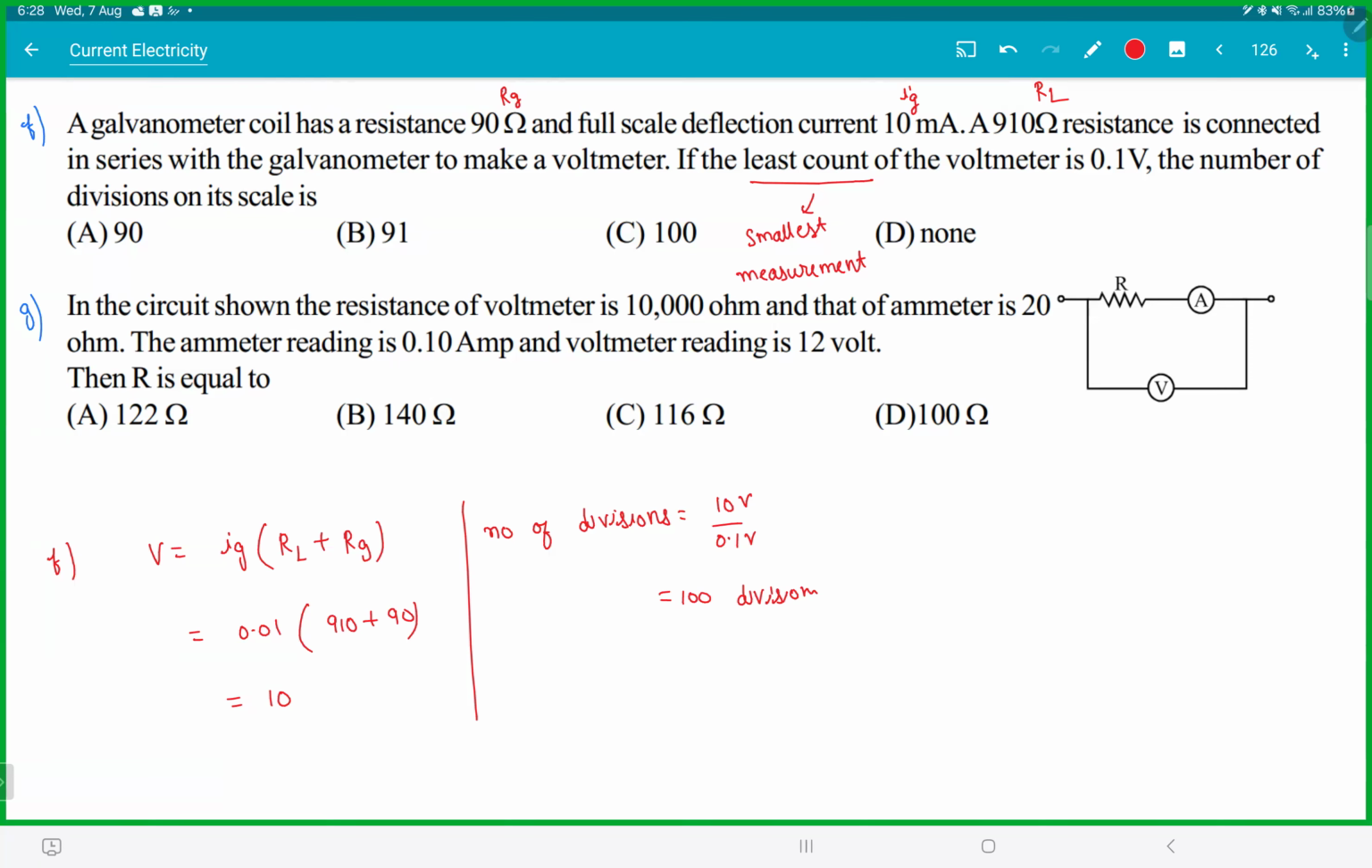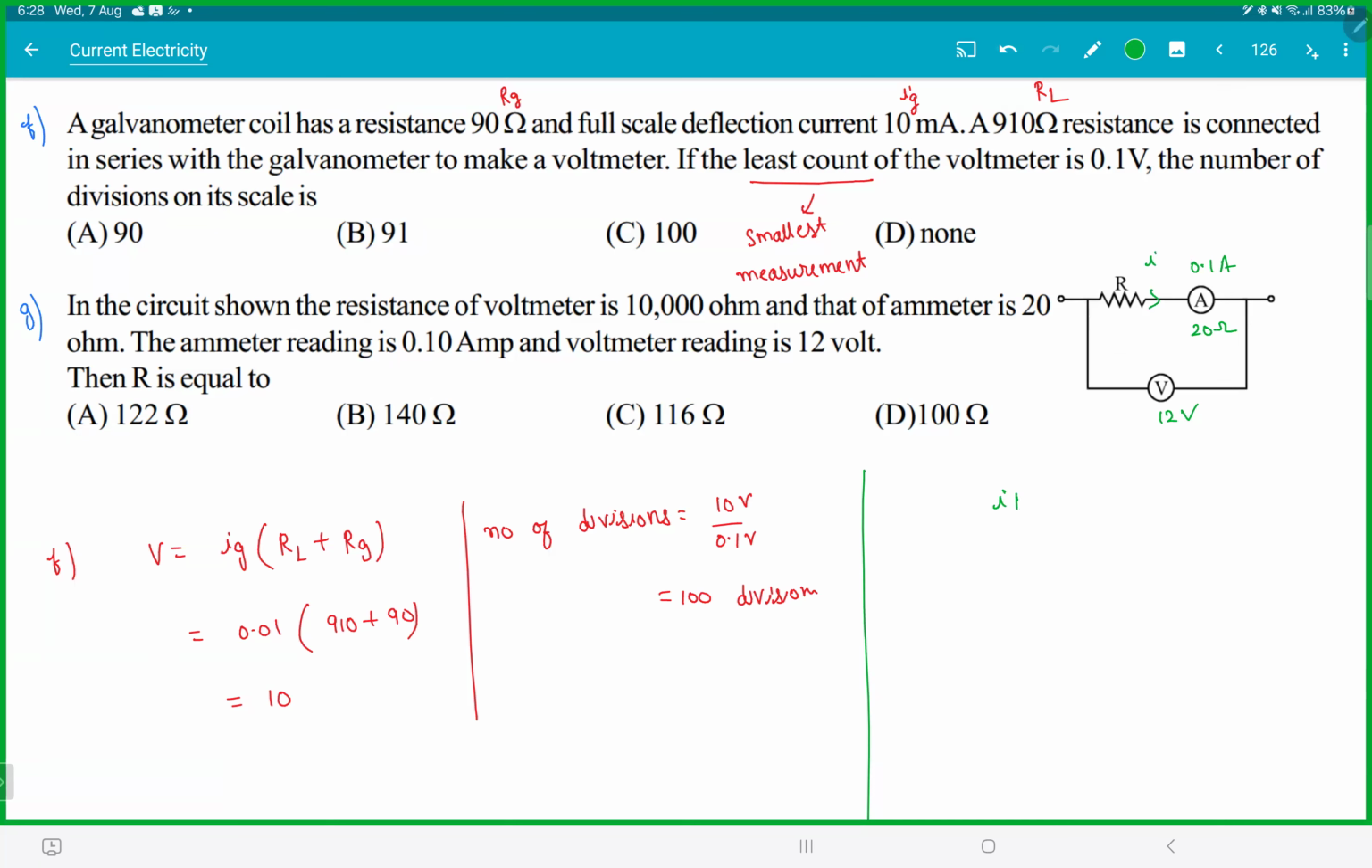So let's see. Here the idea is, look at this thing. The ammeter is showing 0.1 ampere. Fair enough. The voltmeter is showing 12 volts. Great. And voltmeter ka resistance is 10,000. That is fine. Ammeter reading is 0.1 amp. What you want to find? And resistance of the ammeter is 20 ohms. Perfect. So you're done. Basically, the voltage across this must be equal to 12 volts.